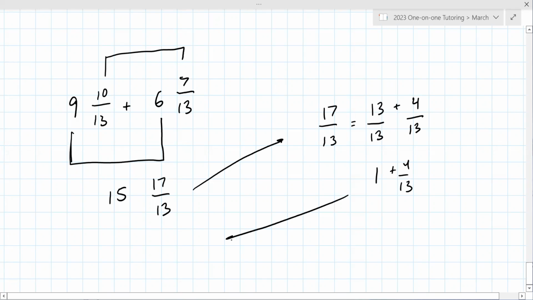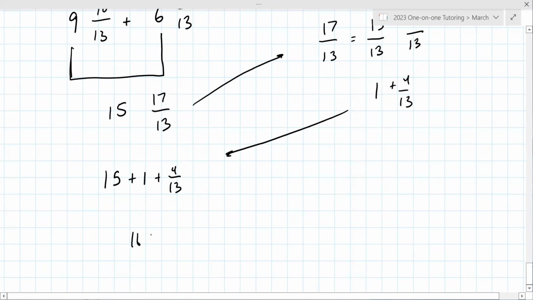So now we come back and we write 15 plus 1 plus 4 over 13. 16. 16 and 4/13. Good, good, very good.